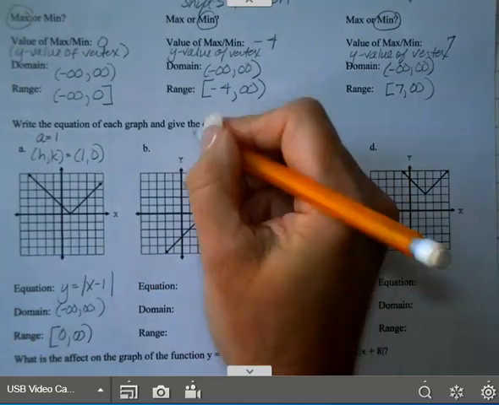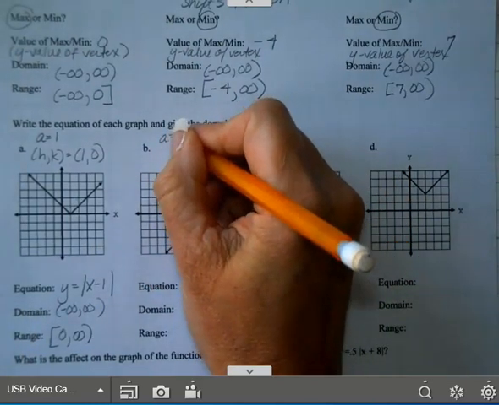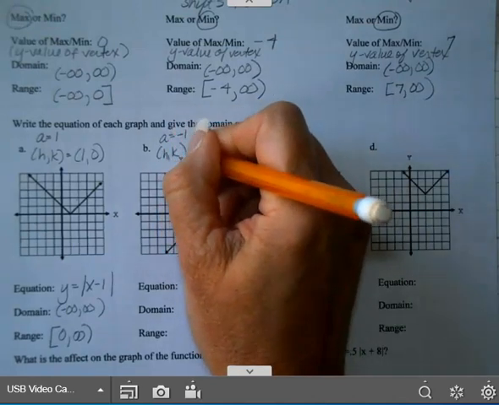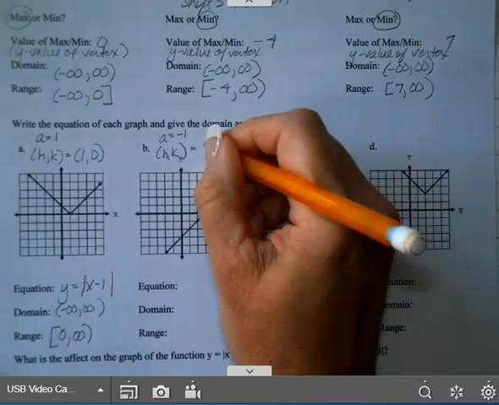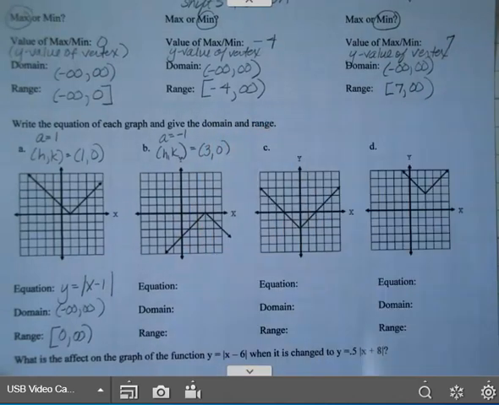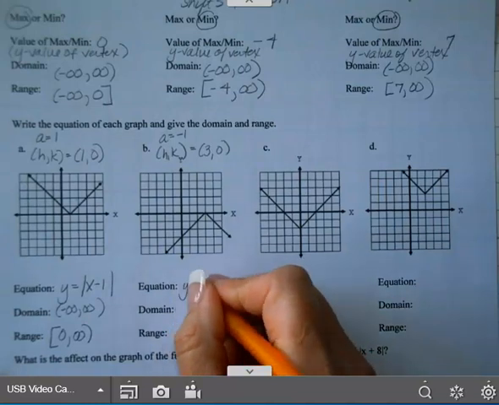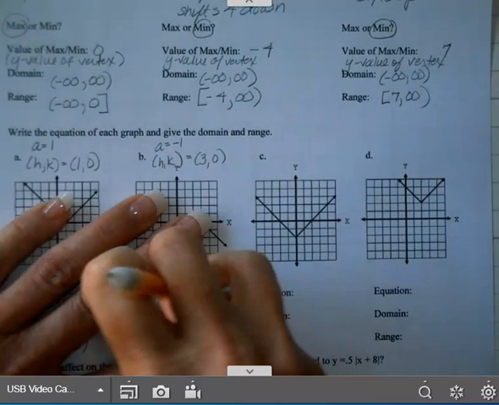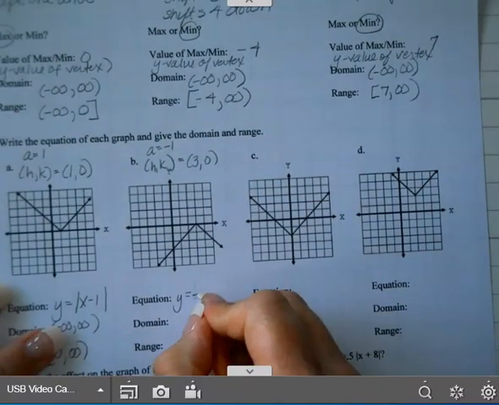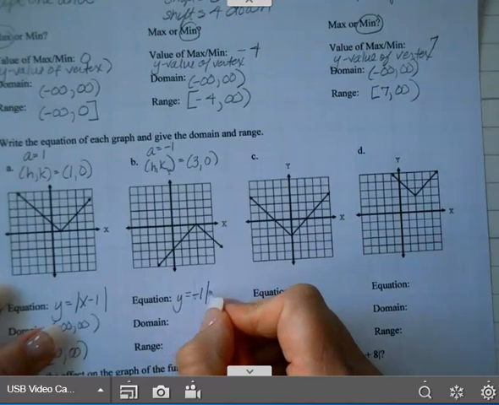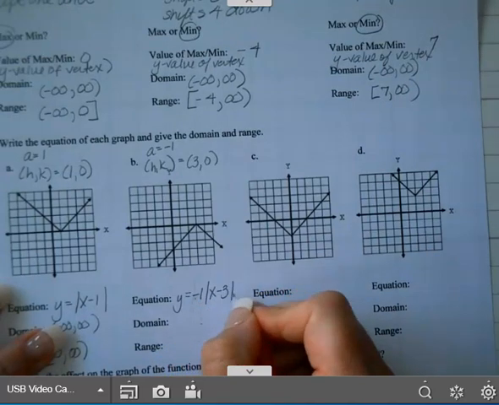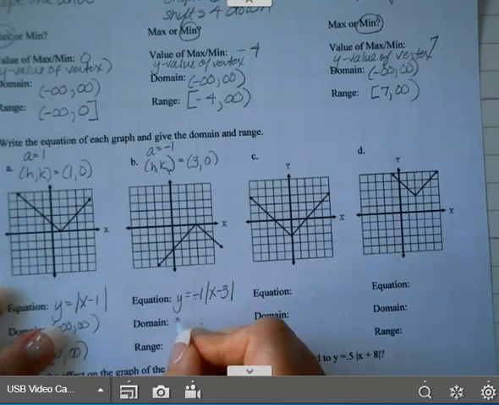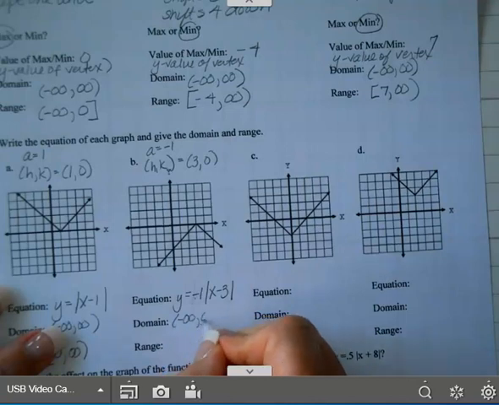The next one, let's go ahead and write A, H, and K. A is -1 in this case. H, K is 3, 0. So my equation is y equals absolute value. Oops, I need my -1 there. -1 times the absolute value of x minus h, and then 0 is k, so +0. I'm not going to put the +0 there. My domain is negative infinity to infinity.